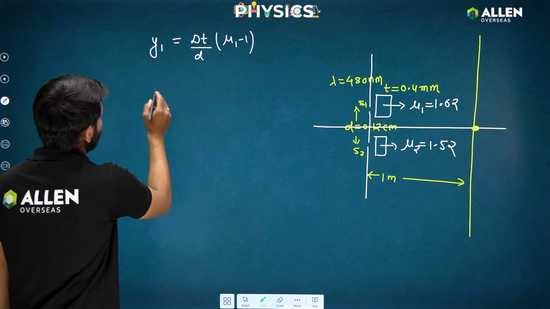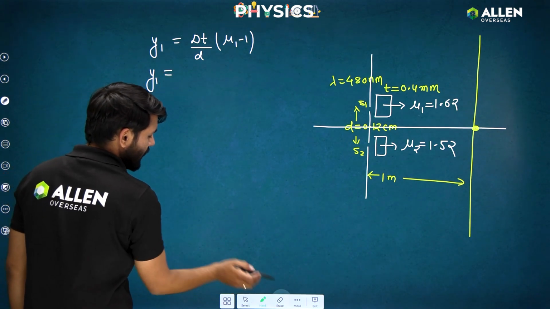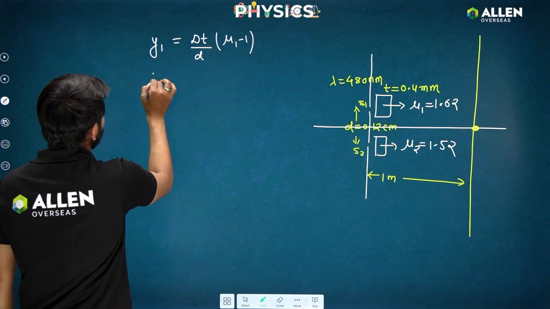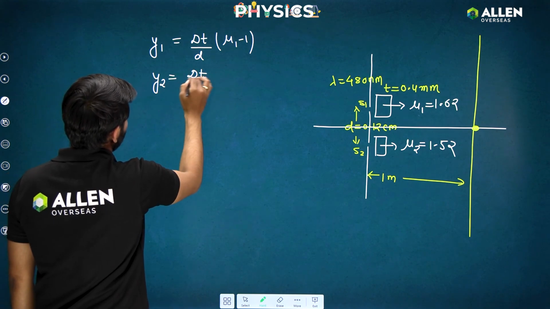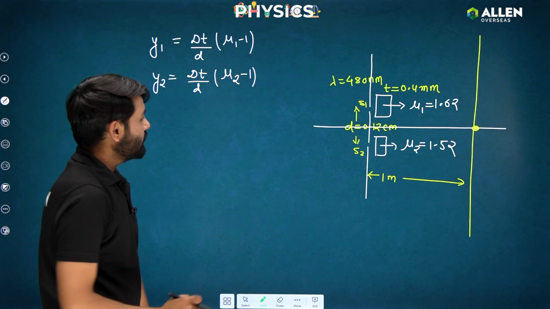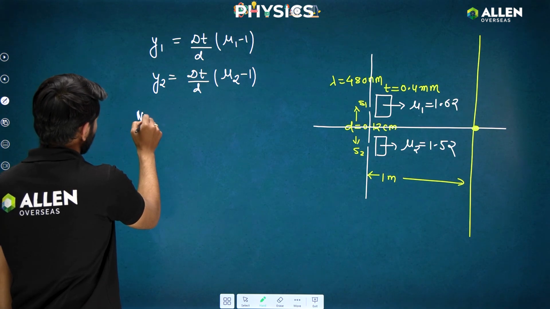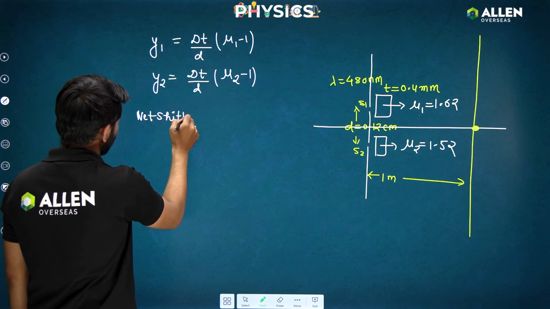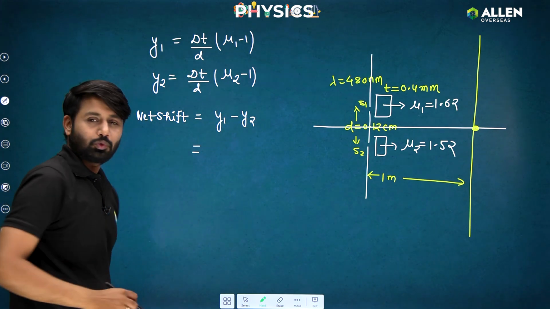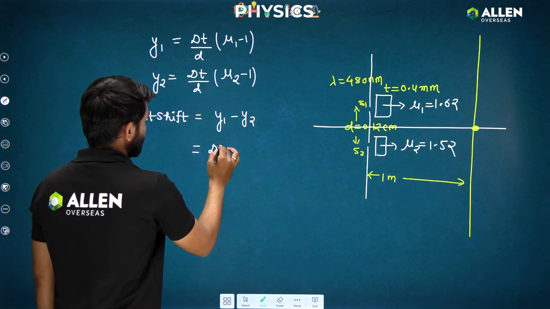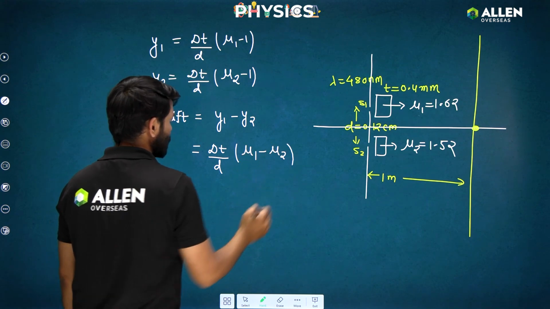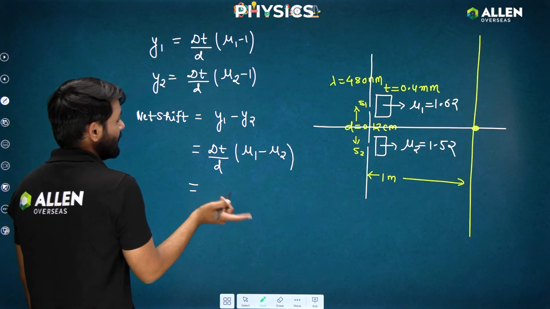Right, students? So we have to put the values. For y1, sorry, I am not putting the value yet. Then we have to find the shift because of this slab also. Is that clear? So y2 is equal to dt divided by small d into mu2 minus 1. Right, students? Then we have to find the net shift. So the net shift in the position of central maxima is y1 minus y2. Right, students? Okay. So y1 minus y2 is Dt upon d, and when you solve this, you will get mu1 minus mu2. Right, students?